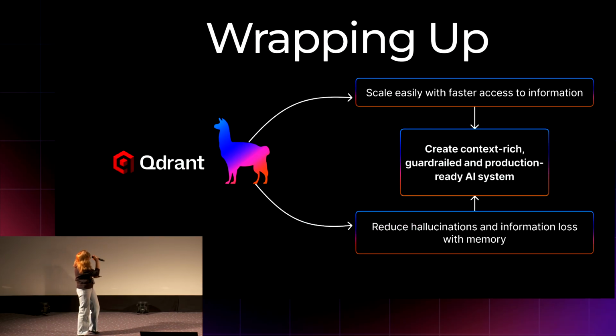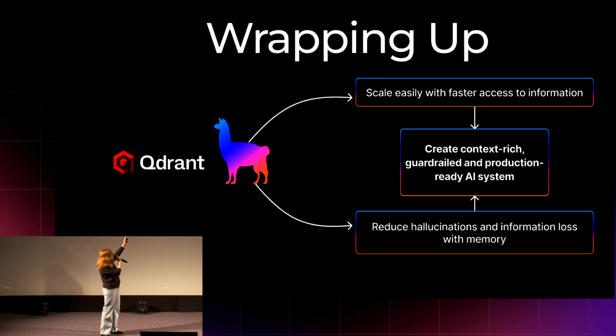Okay, so what is the take-home message here? There are two. If you combine workflows and vector databases for state management and memory management, you have an easier life scaling because you have faster access to information. You have stateful workflows that know what they've been doing, what they are doing, and who knows, maybe in the future, what they will do.